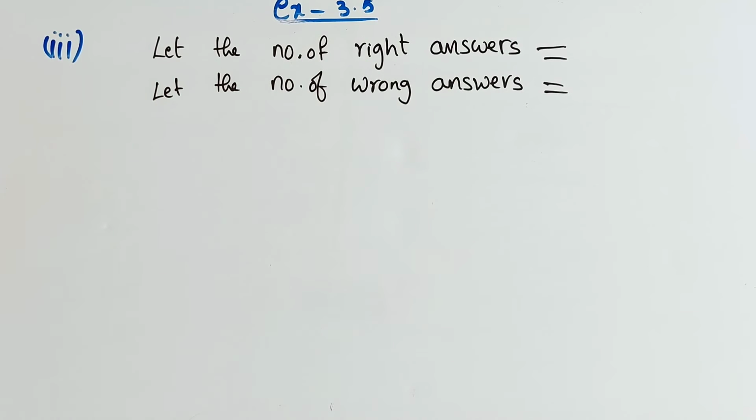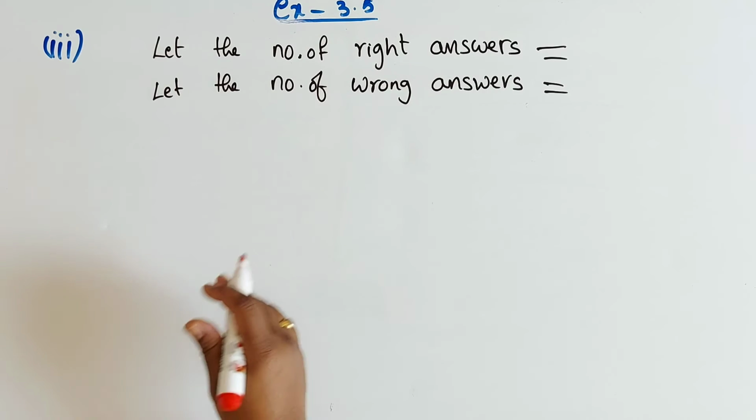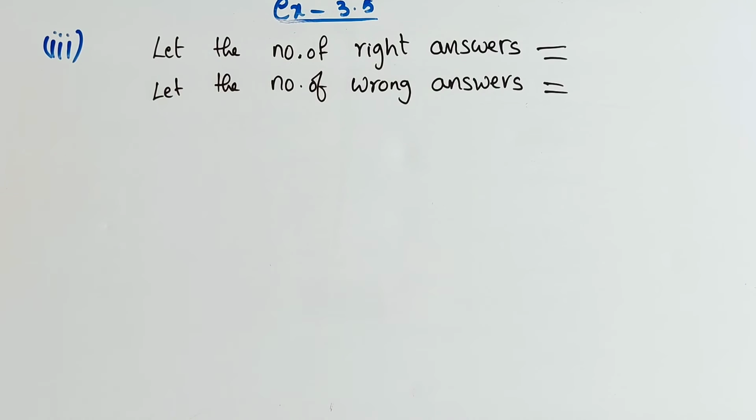Third question, children. Yash scored 40 marks in a test, getting 3 marks for each right answer and losing 1 mark for each wrong answer. Had 4 marks been awarded for each correct answer and 2 marks had been deducted for each incorrect answer, then Yash would have scored 50 marks. How many questions were there in the test?